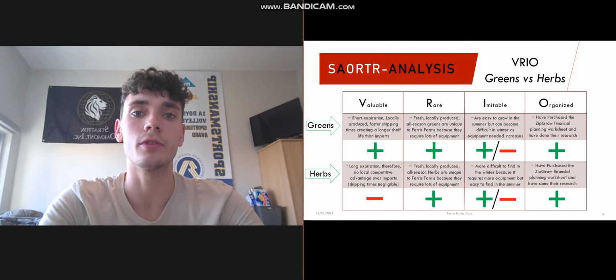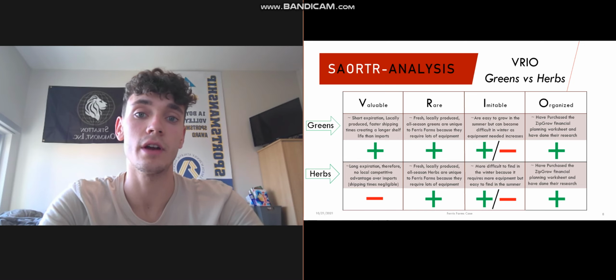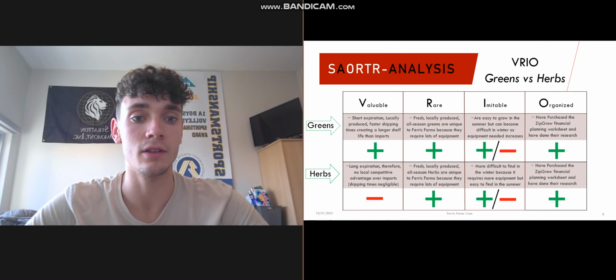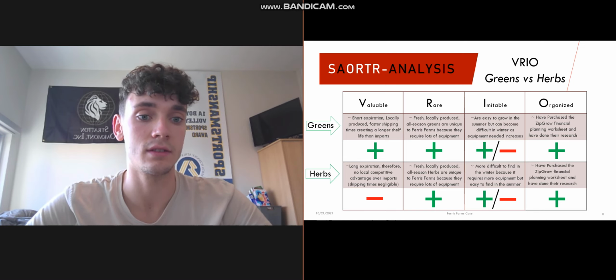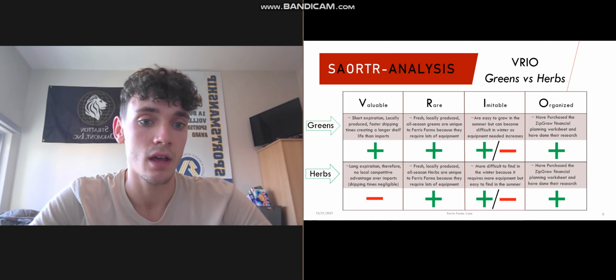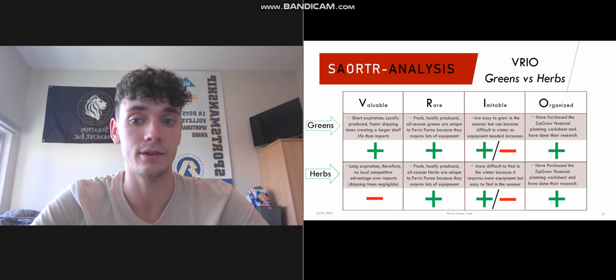From our conclusion on the previous slide, we can conclude that either greens or herbs, or maybe both, are our best options. So here I have conducted a VRIO analysis on greens and herbs. As you can see, greens and herbs share similarities in the rare, inimitable, and organized sectors. They are both imitable and not imitable because they are easy to grow in the summer. Therefore, they are imitable in the summer, but can become difficult in the winter as equipment needed increases.